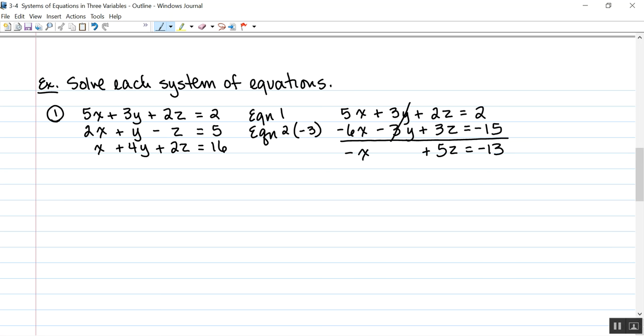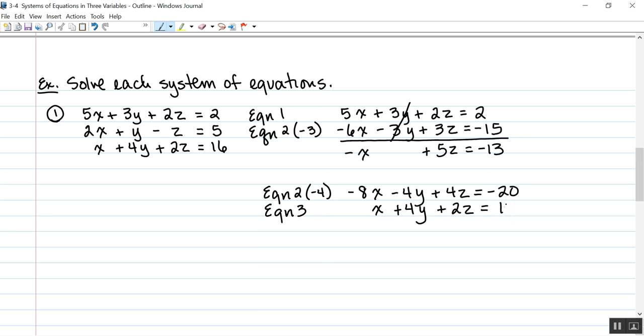So I think I'm going to use equations 2 and 3. Okay, and multiply equation number 2 by a -4 because I have to eliminate my y's. So I'll do equation 2 times a -4, and then equation 3 I'll keep the same. So equation 2 times -4 gives me -8x minus 4y plus 4z equals -20. And then equation 3 I'm going to leave the same, x plus 4y plus 2z equals 16.